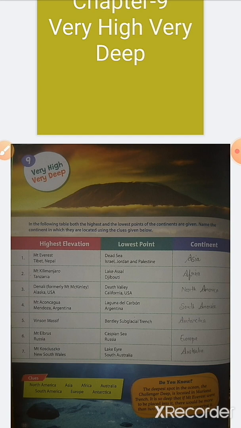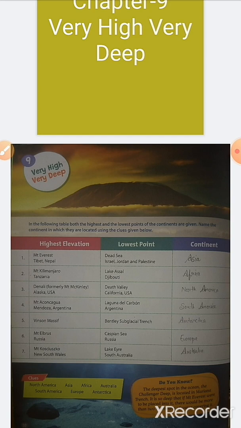After Mount Everest and Aconcagua, Mount McKinley is the third most prominent peak, and it is 6,190 meters high from the sea level. Death Valley, California, USA. Death Valley is the lowest point for North America.